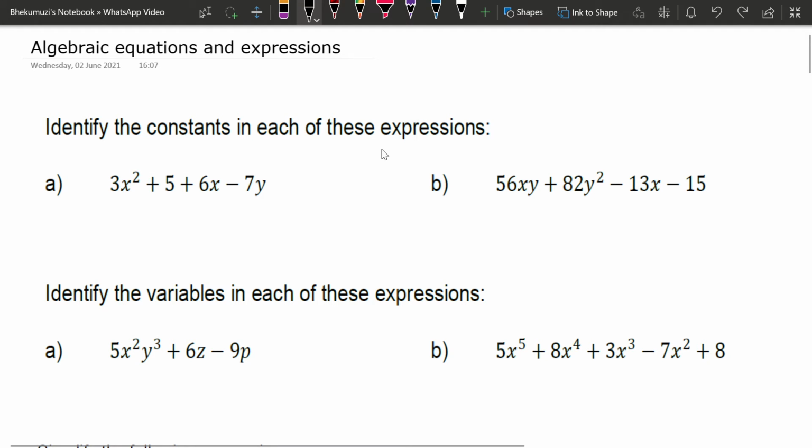Okay, so here we're going to start off with two questions, and this is important because you need to be able to identify these things. The first one says identify the constants in each of these expressions. And what is a constant in an expression? It is actually the number that does not have a variable. And remember what a variable means.